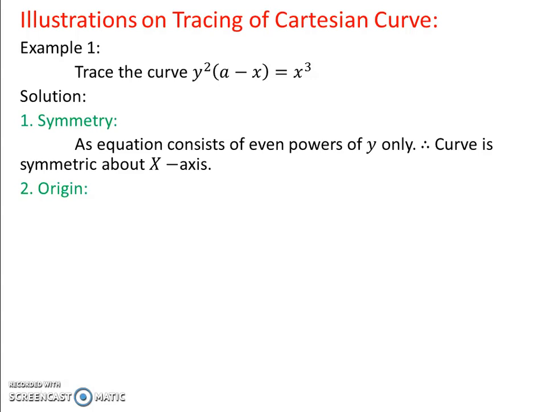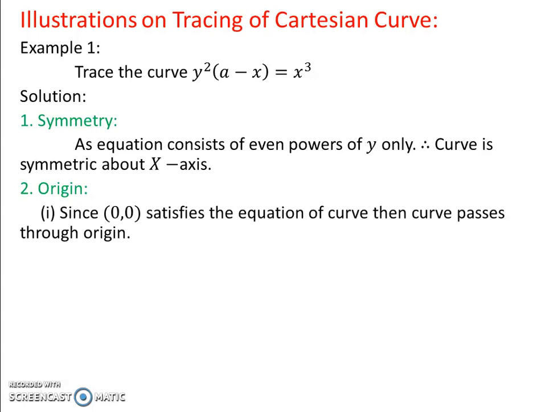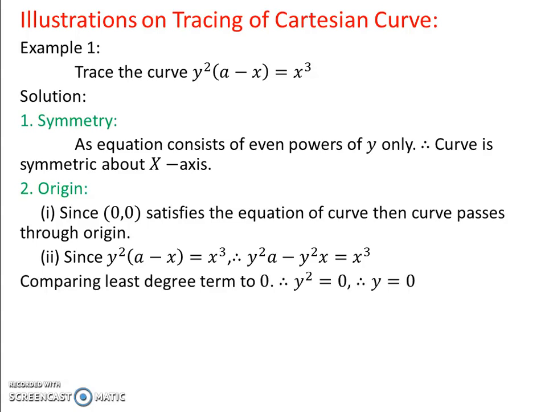If you put x equal to 0, you will easily observe that y equal to 0. Therefore, the curve passes through the origin. Now we will be interested in finding the tangent at the origin. Whenever we want to find the tangent, we will consider the least degree term. So we have y²(a − x) = x³, therefore a y² − x y² = x³. Comparing the least degree term to 0.